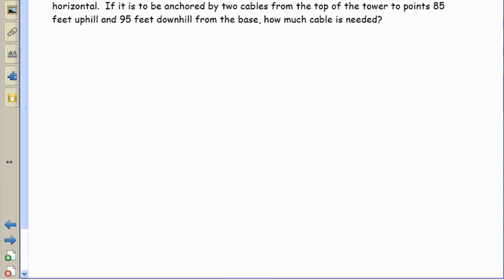So let's go ahead and do one more problem. So for this next problem here, we have a 100-foot tall antenna tower that is to be placed on a hillside that makes an angle of 12 degrees with the horizontal. If it is to be anchored by 2 cables from the top of the tower to points 85 feet uphill and 95 feet downhill from the base, how much cable is needed?